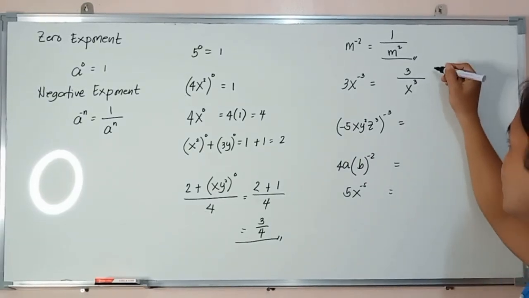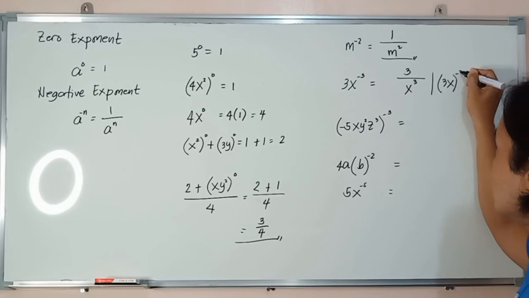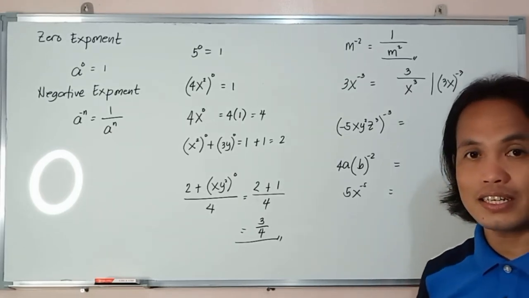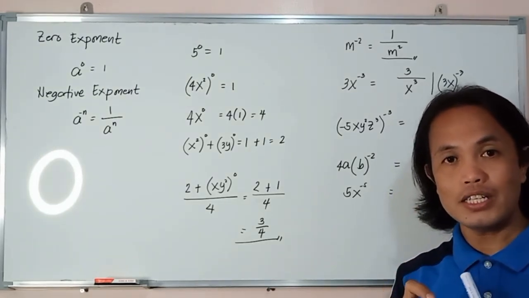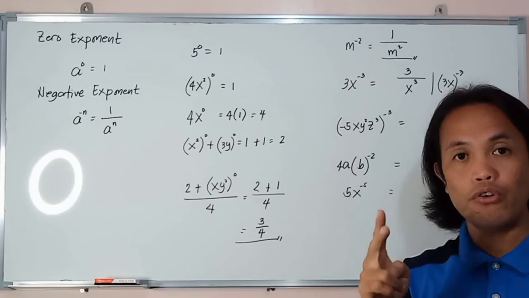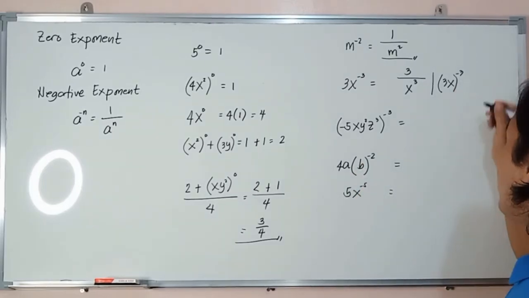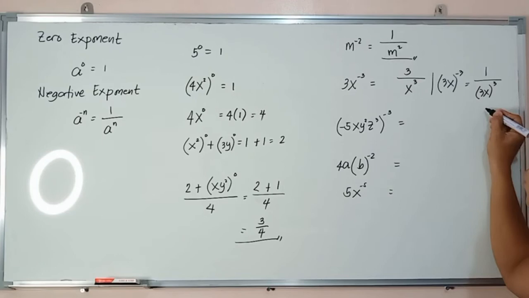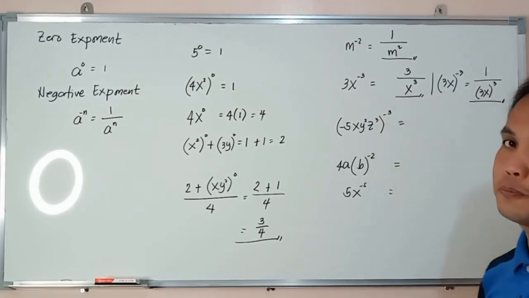This is different when you are given 3x quantity raised to negative 3. This is different because of the parenthesis. That means the quantity inside the parenthesis is raised to negative 3, both the 3 and the x. So if we are going to simplify this one, we can write 1 over 3x quantity cubed. So this is now our answer. For this example, this is our answer.